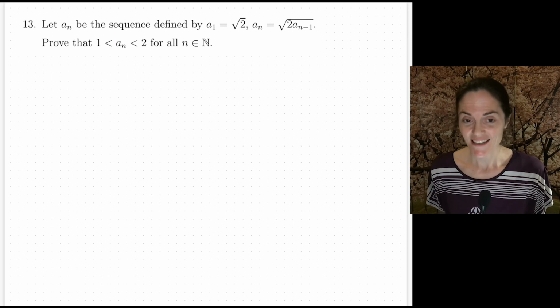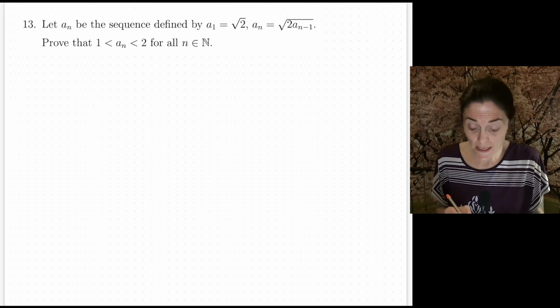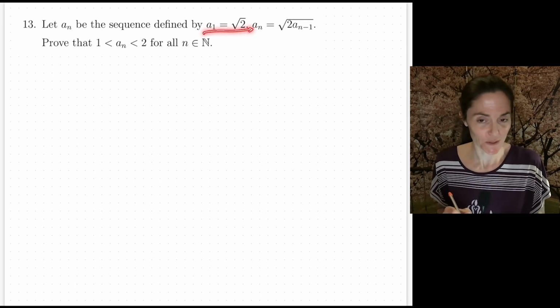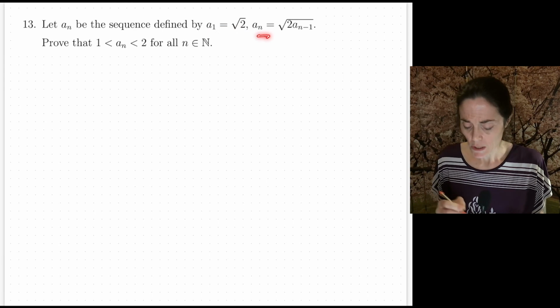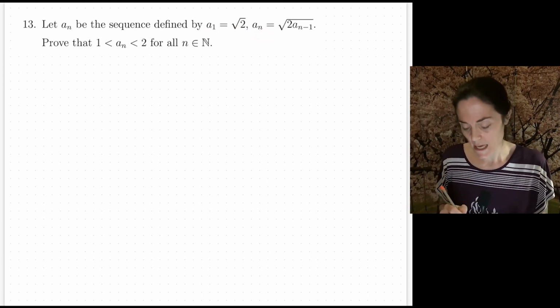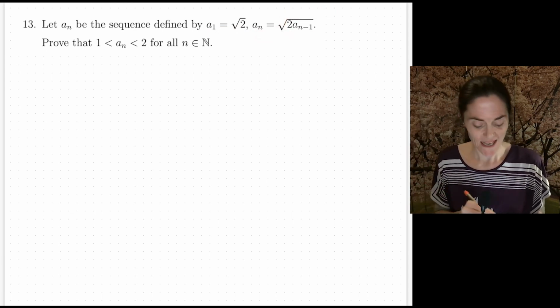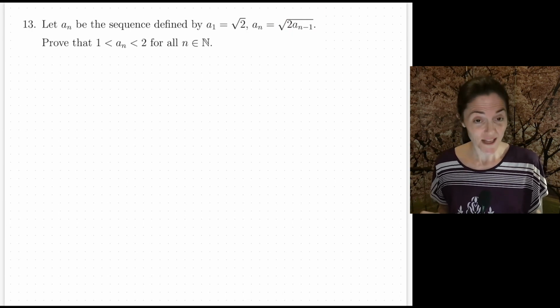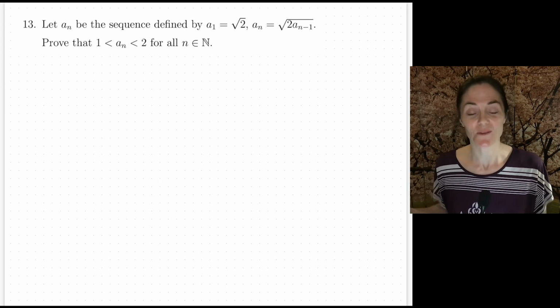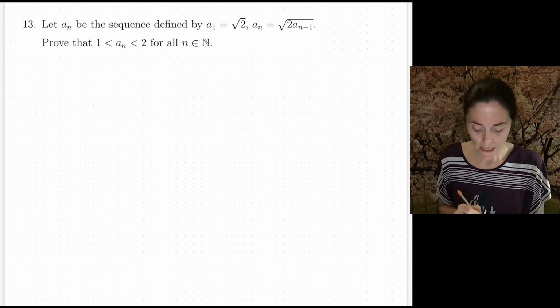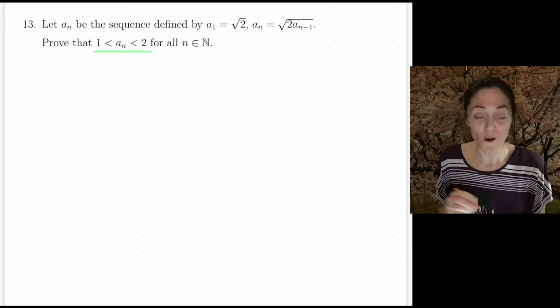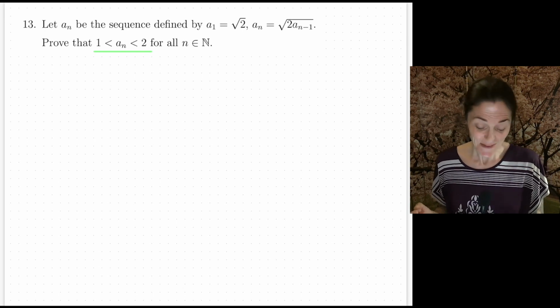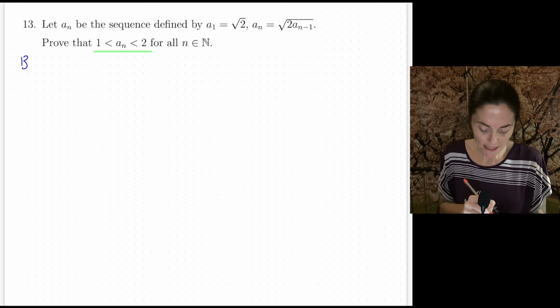Number 13, we have a sequence, and this is defined recursively, right? Because a1 is the square root of 2, and to get the nth term, you take the square root of 2 times a(n-1). Now, we're not trying to prove an explicit formula for this recursively defined sequence. We are trying to prove that an sits strictly between 1 and 2. And we will do this by induction.